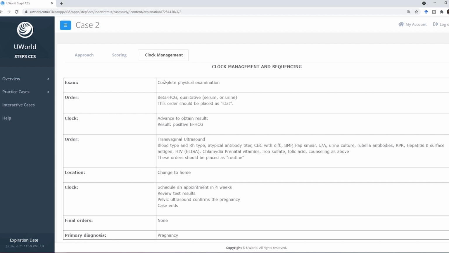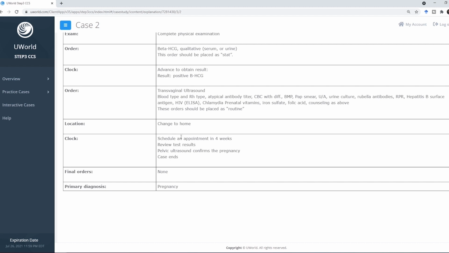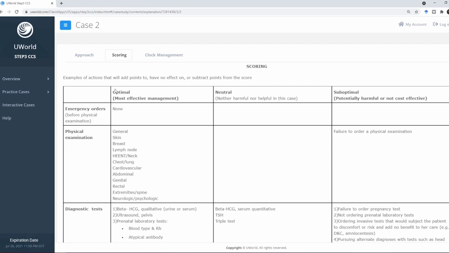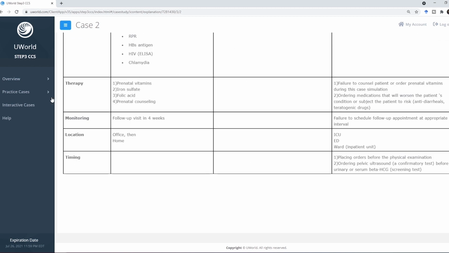So if you go to the clock management, you'll see the different orders that you should put for this case, including treatment, diagnostics, monitoring. If you go to the scoring, it will divide it into 3 columns. The optimal one, which are things you have to order. The neutral ones, which are things that if you order them or not, it's not going to affect your score. And the suboptimal one, which are things that you should not order because they are harmful to the patient and they don't help in the diagnosis. And these are divided into physical exam, diagnostic testing, therapy, monitoring, location and timing.